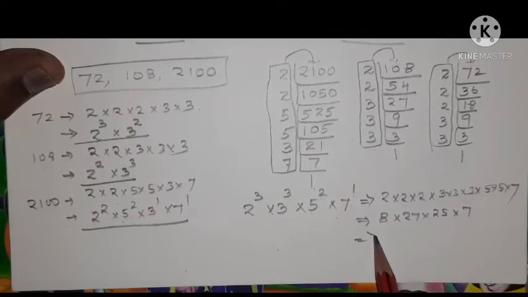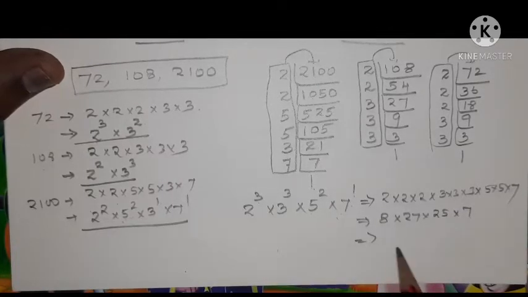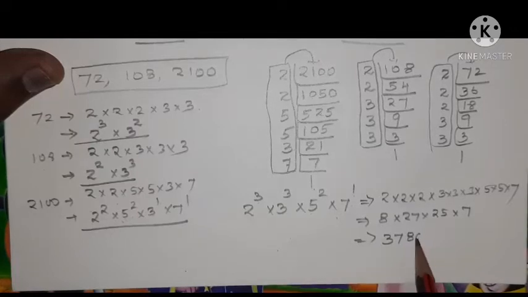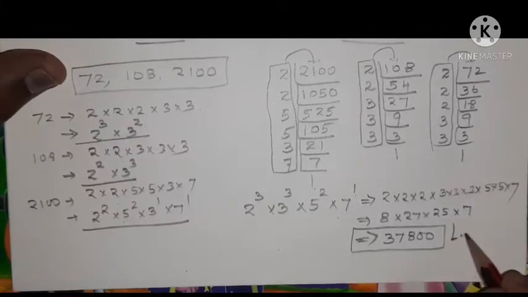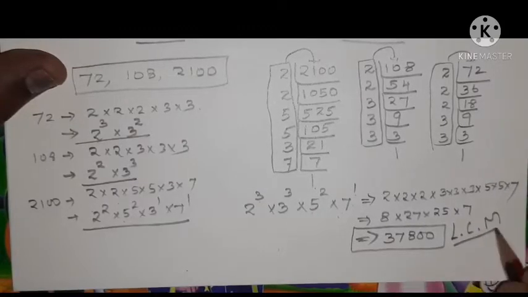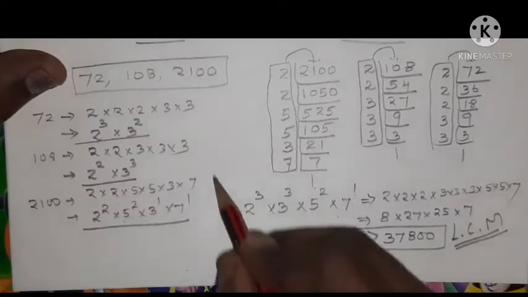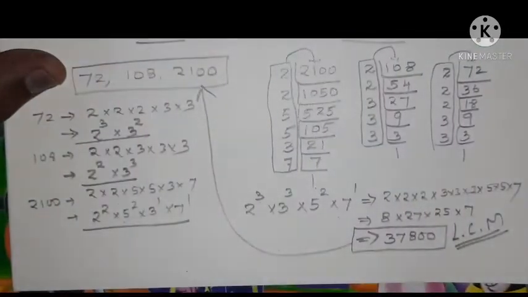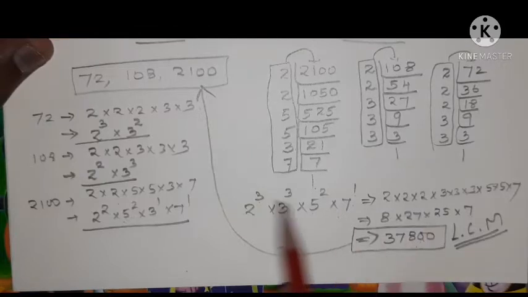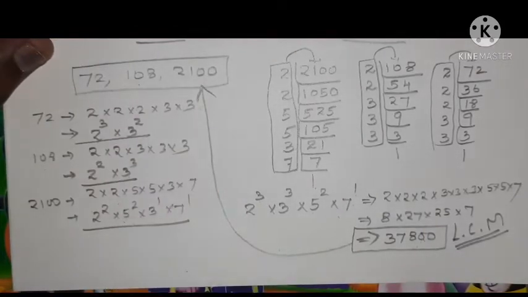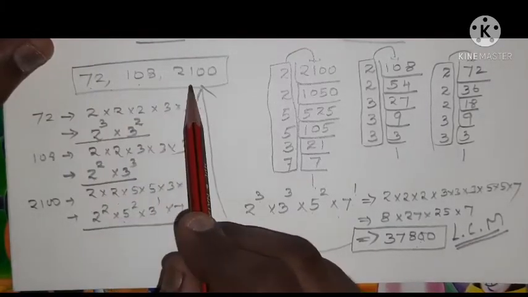So when I multiply these numbers, I get the value 37,800, right? This 37,800 is the LCM, called least common multiple, of all these three numbers. It means that 37,800 is the number that is divisible by all these three numbers commonly, right? So we found the LCM of the given numbers 72, 108 and 2100 by the method called factorization method.